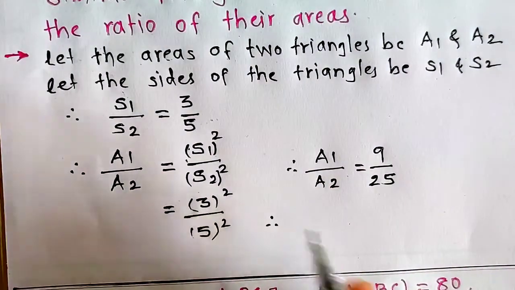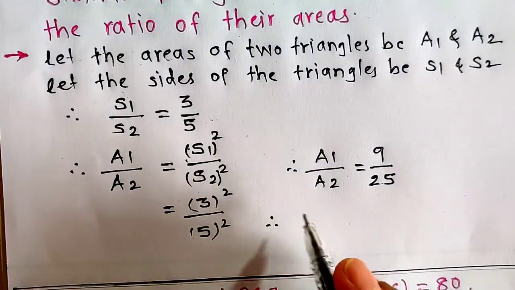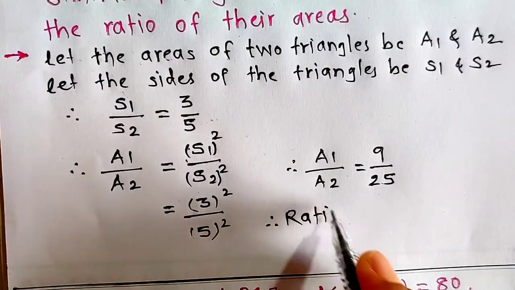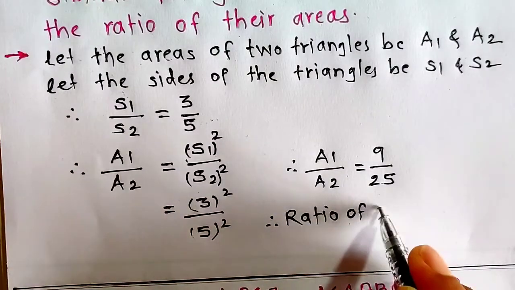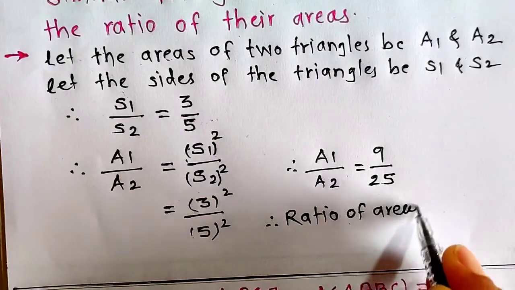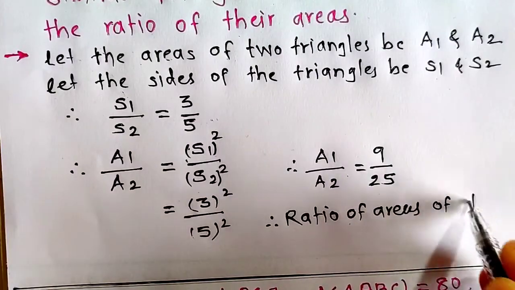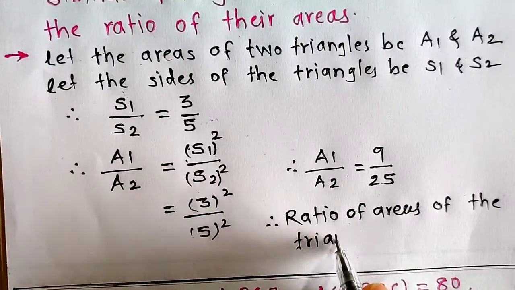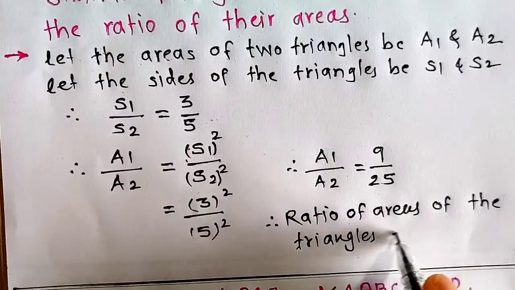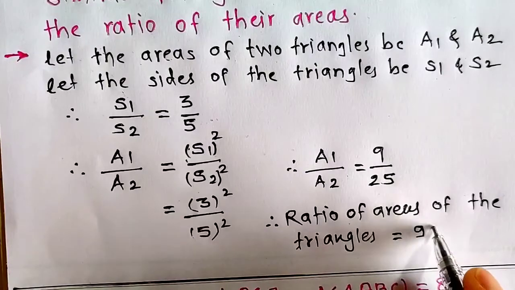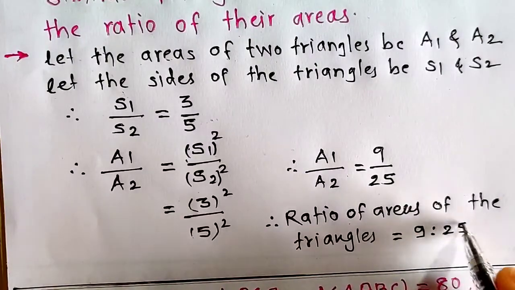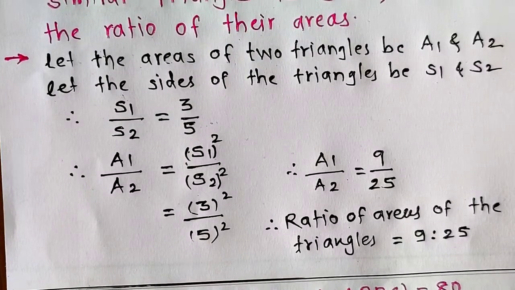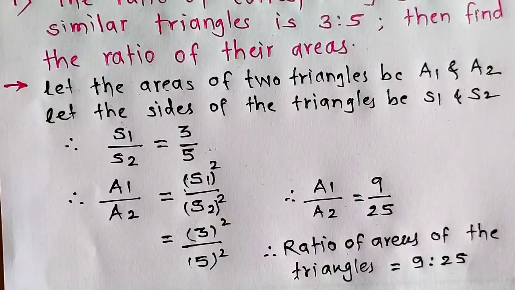And finally we can write the answer: ratio of areas of the triangles equals 9:25. So in this way we can solve that first sum. Here it is, the first sum.